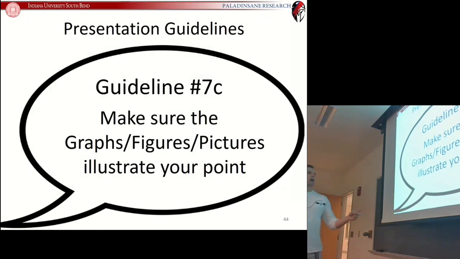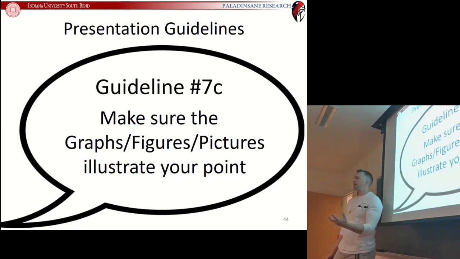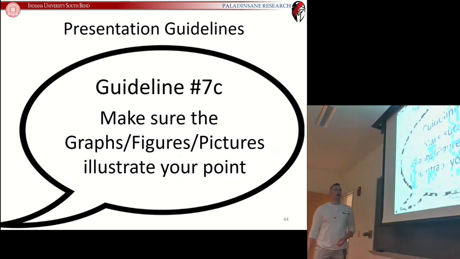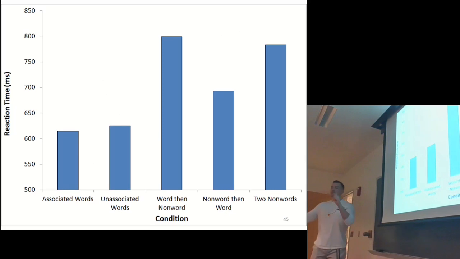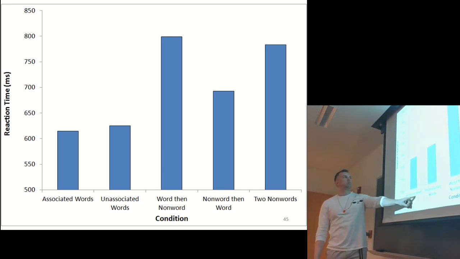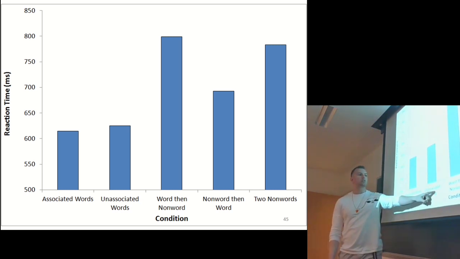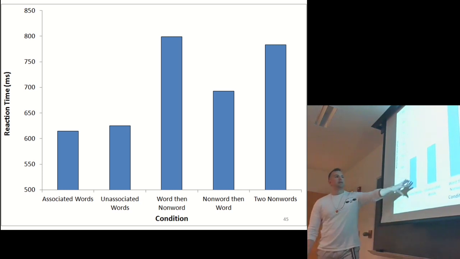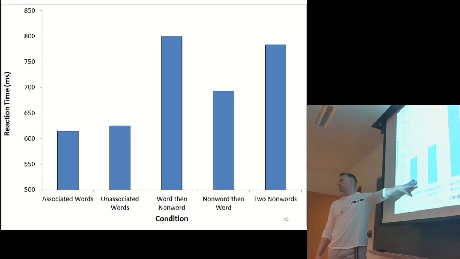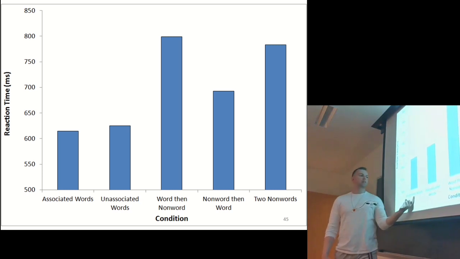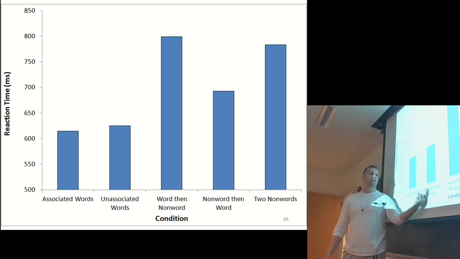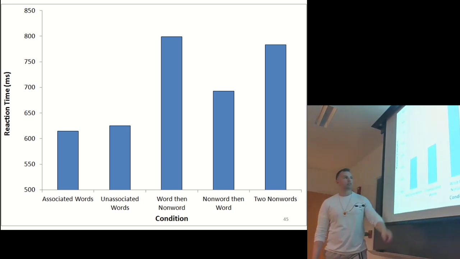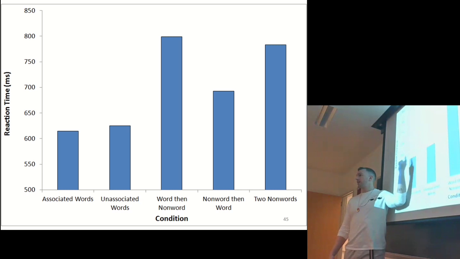All right, make sure that your figures and your pictures illustrate your point. So for example, if you have a graph that looks like this, and your main point that you are trying to communicate is that there was a significant difference between reaction times for associated words and unassociated words. This might be the graph that you found in Excel when you analyzed your data. This does not illustrate that point. If I found a main effect, a significant difference between unassociated and associated words, this does not look like a significant effect.